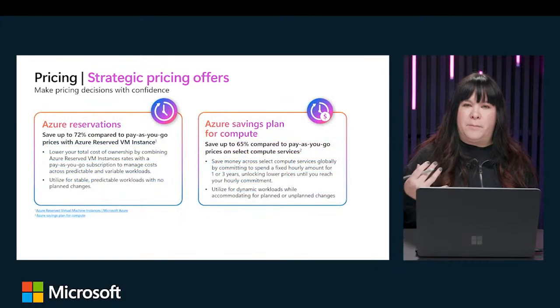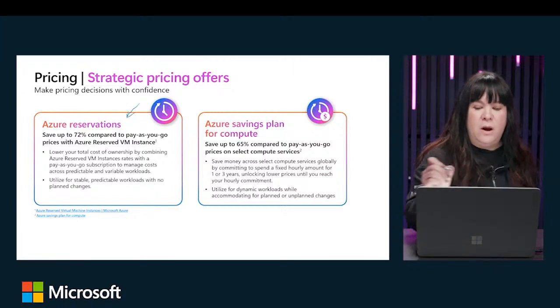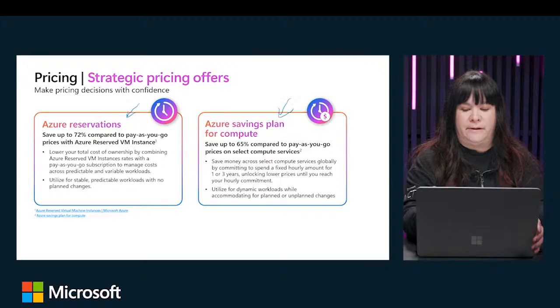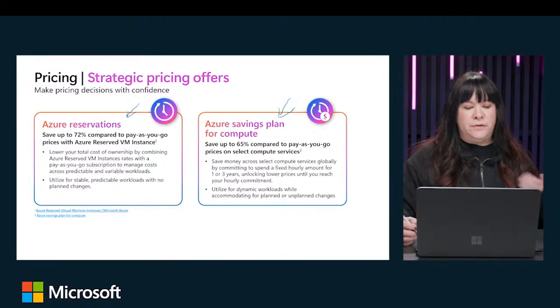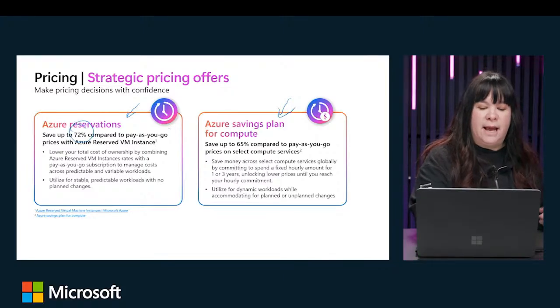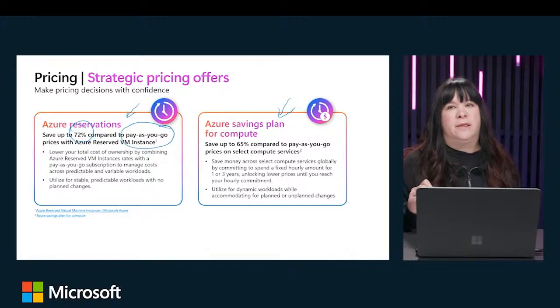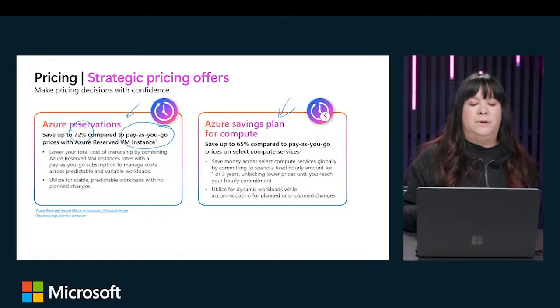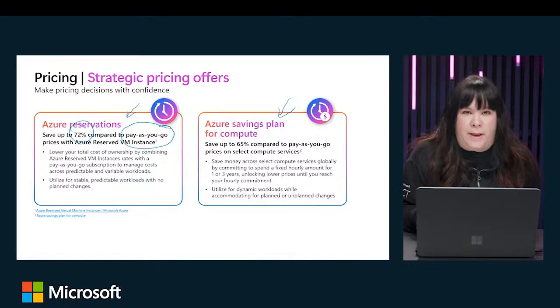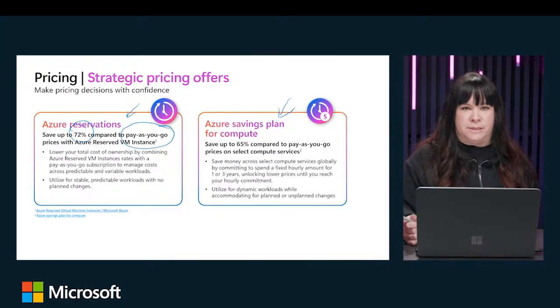So there are strategic pricing offers. There are different savings plans that you can use. You can use the Azure reservation or our Azure savings plan for compute. Now, with the reservations, you can save up to 72% compared to pay-as-you-go. However, and this is one of the things I always say, you think, okay, well, when would I ever use pay-as-you-go? That just seems silly to me if I can save 72%.